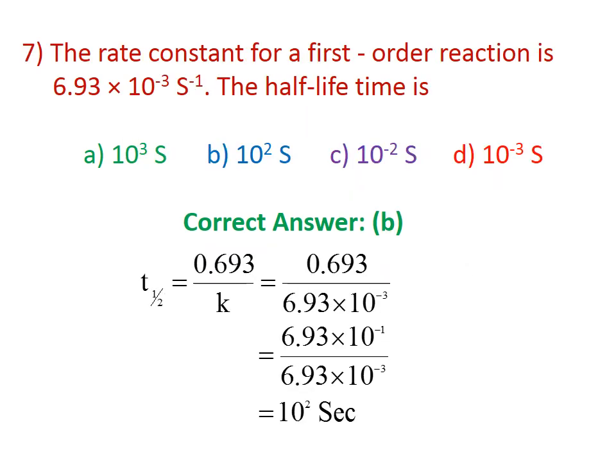The rate constant for the first order reaction is 6.93 into 10 to the power of minus 3 second power minus 1. The relation between half-life and rate constant is T half will be equal to 0.693 by K. You substitute the value of rate constant, that will give 0.693 divided by 6.93 into 10 to the power of minus 3, which will be equal to 10 to the power of 2 second. Therefore, answer B is correct.